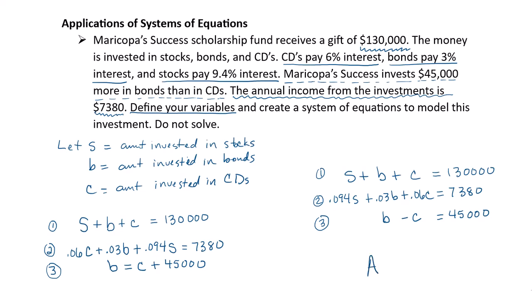Now your answer is going to be 45,000 for the stocks, 65,000 for the bonds, and 20,000 for the CDs. If you want to know the answer to that and work towards that just as a practice problem.